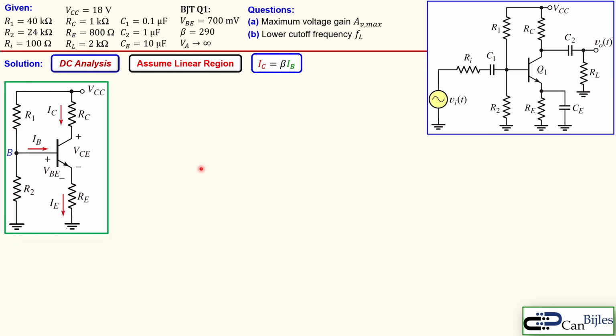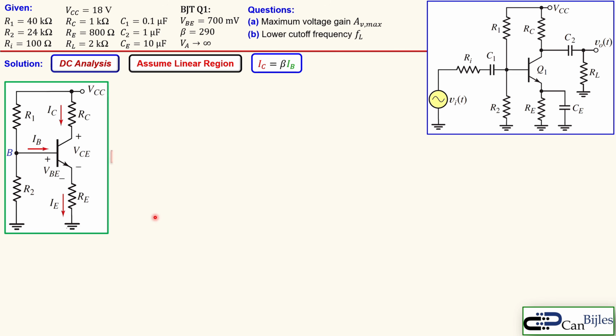So for the DC analysis, we assume that the capacitors are perfectly open, so we lose this part. We also lose this part because the capacitor C2 is also open, so you don't have this resistor RL. And since this is also open, you only have this mid part of this circuit, and that's shown here. Now you also see the labels for the currents and also the VCE, and I also labeled here this point B, which is the base node.